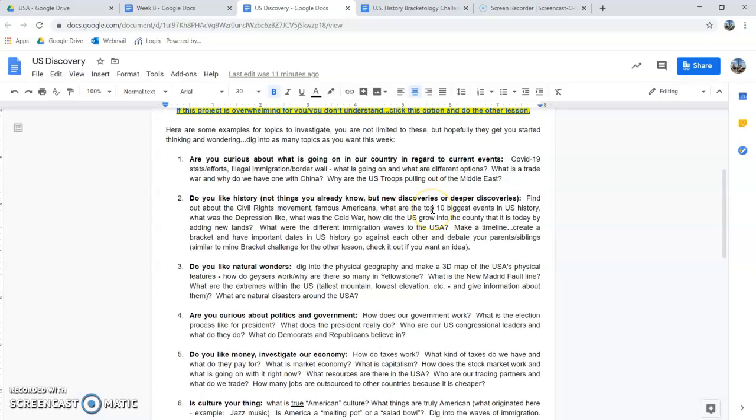Maybe you're curious about current events in the United States, whether it be immigration and the border wall. Maybe it's about troops in the Middle East, or about COVID-19 right now, and what are the efforts that are going on. Maybe you want to do something with history. There's lots of topics within U.S. history you want to find out more about. Maybe you want to create your own bracket challenge and top 10 and give me information about what you've learned, what you've discovered. Definitely you can do that as well. Maybe you want to find out more about the natural world and what natural wonders we have here and how they were created and what their impact was.